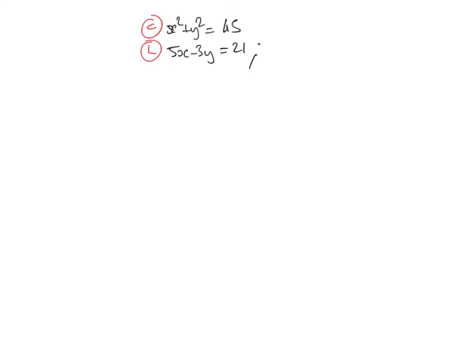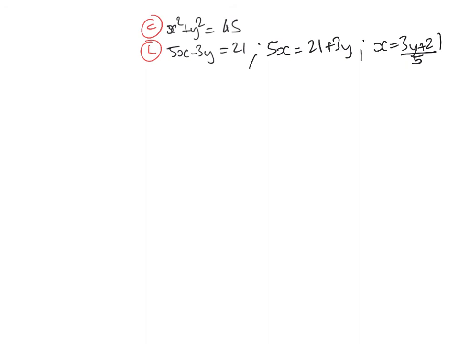So let's have a look. What should we do? We'll rearrange the x, I think. So we'll say 5x equals 21 plus 3y. So therefore we can say x equals 3y plus 21 divided by 5. I think that's right, isn't it? Y equals, so we're going to do it that way.